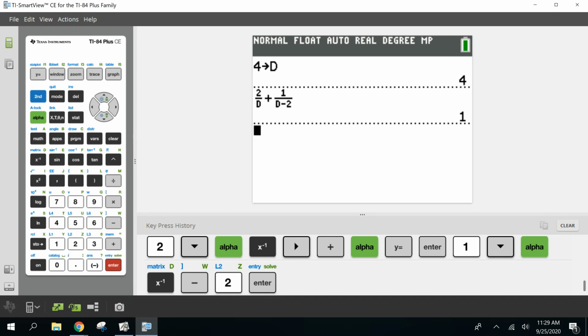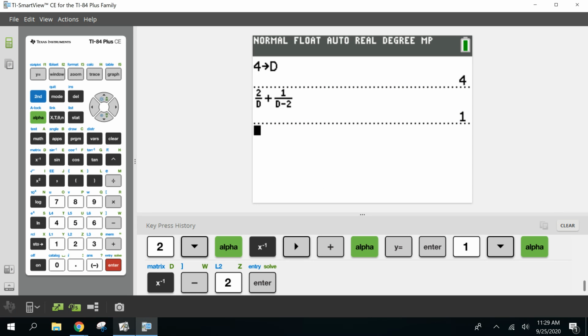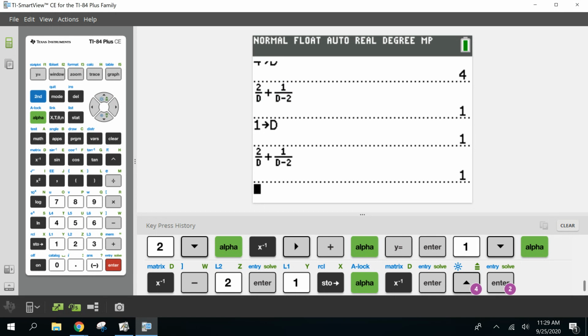But now you got to check your other answer, which was +1. Watch how quick this is going to go with most of you. Take 1, store it in for D, or if you used X, store it in for X. Now most of you can just hit your up button and copy 2 over D plus 1 over D minus 2. And let's hope it comes out to be 1. Yep.